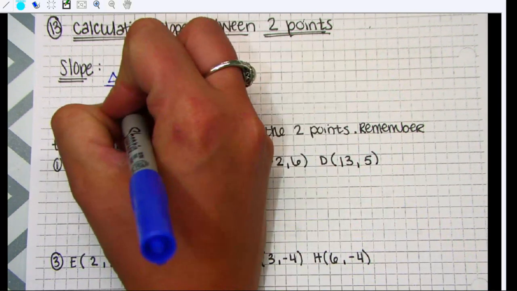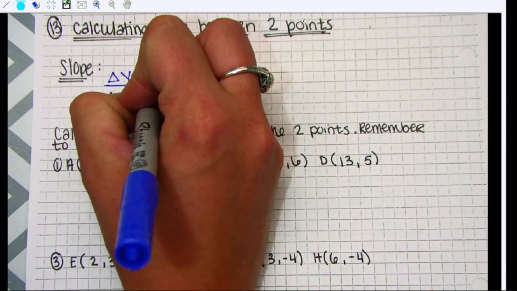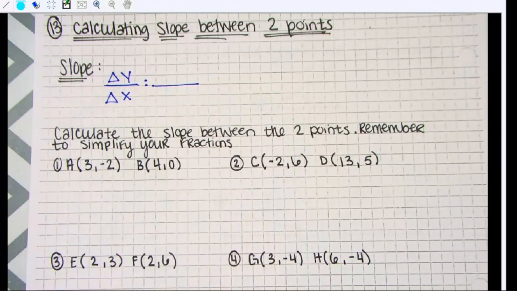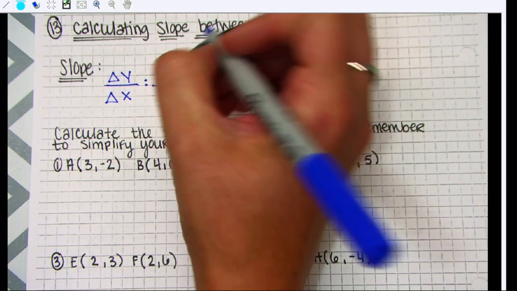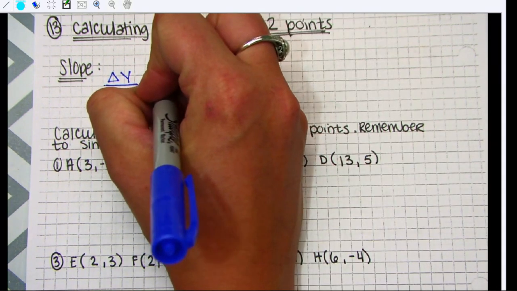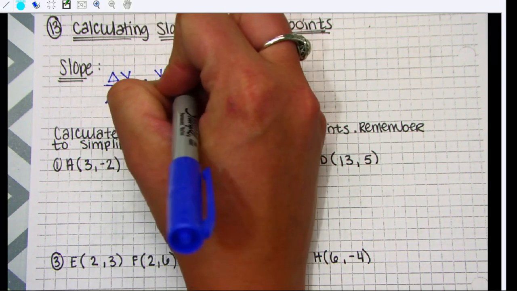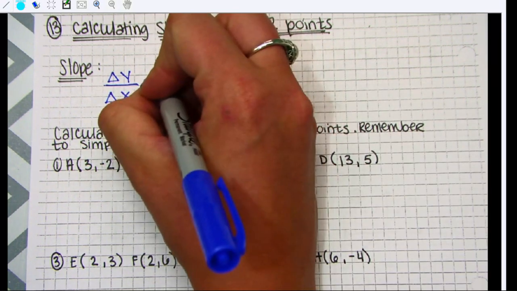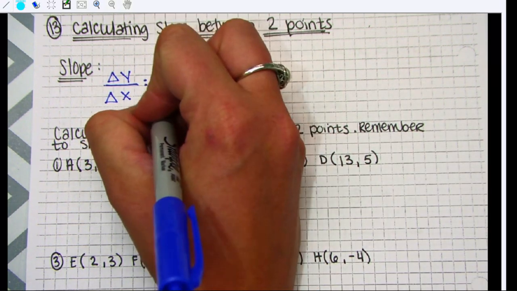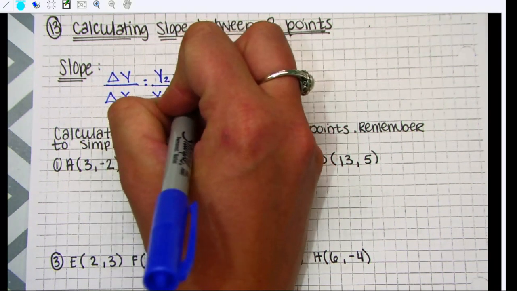X. Okay, the thing we need to know about the symbol of the triangle, that's delta. Delta means change. It just means subtraction, the difference of the first y value to the second y value. So to calculate slope, it is y sub 2 minus y sub 1, and then that's over x sub 2 minus x sub 1.